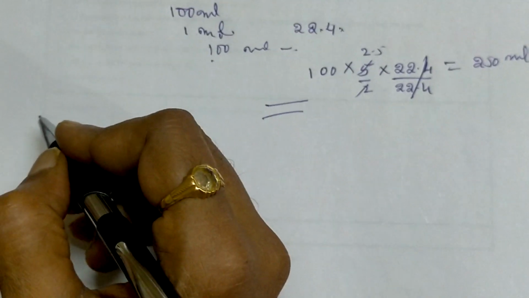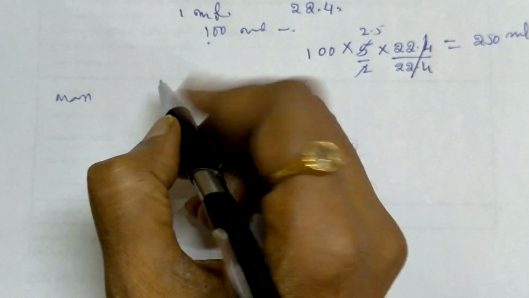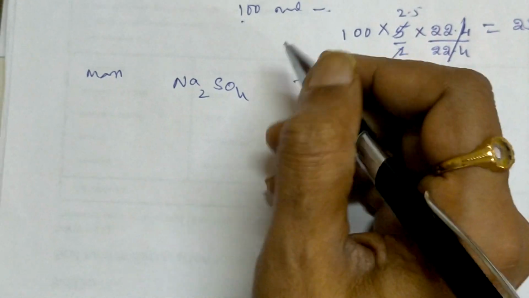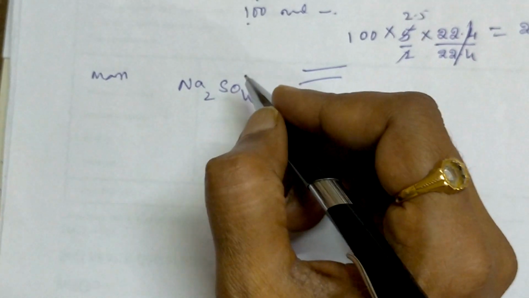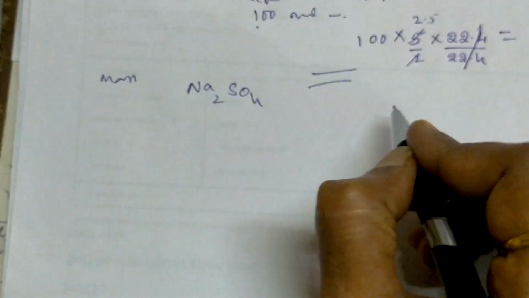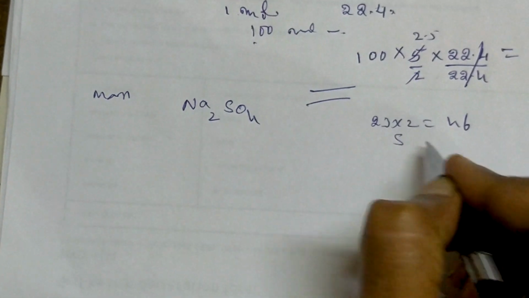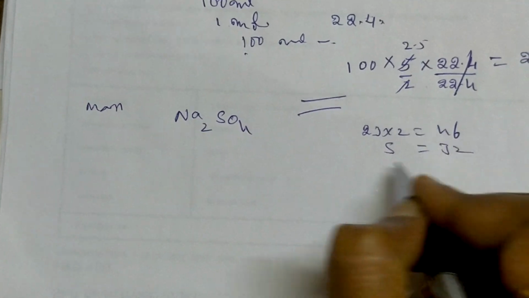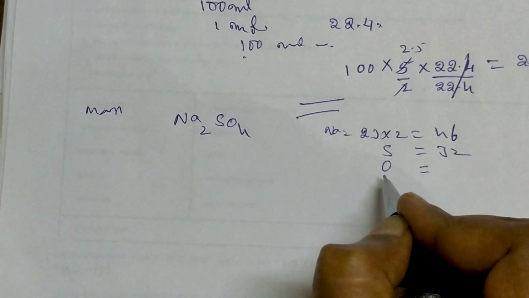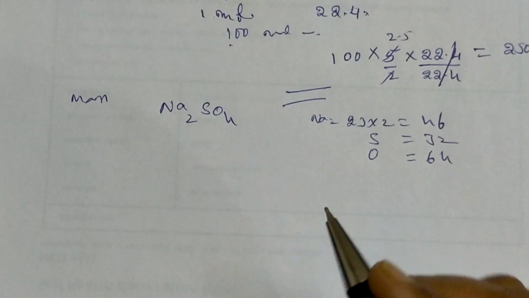This is a slightly different one, mass percentage. Very simple mass percentage question. Sodium sulfate, Na2SO4. In the sodium sulfate, what are the different mass percentages? So first the total mass we have to take, then individual masses. Sodium is 23 into 2, 46, sulfur equals 32, oxygen is 4 into 16, 64, right?